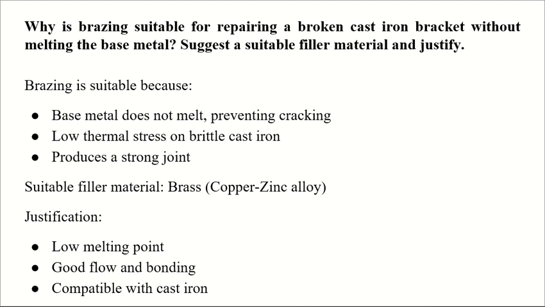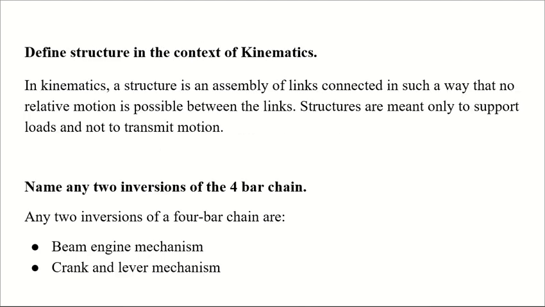Why is brazing suitable for repairing a broken cast iron bracket without melting the base metal? Suggest a suitable filler material and justify. Brazing is suitable because the base metal does not melt, preventing cracking. Low thermal stress on brittle cast iron produces a strong joint. Suitable filler material: brass, copper, zinc alloy. Justification: low melting point, good flow and bonding, compatible with cast iron.